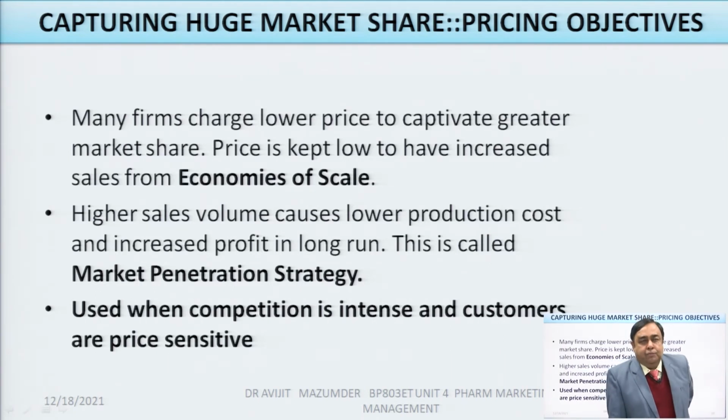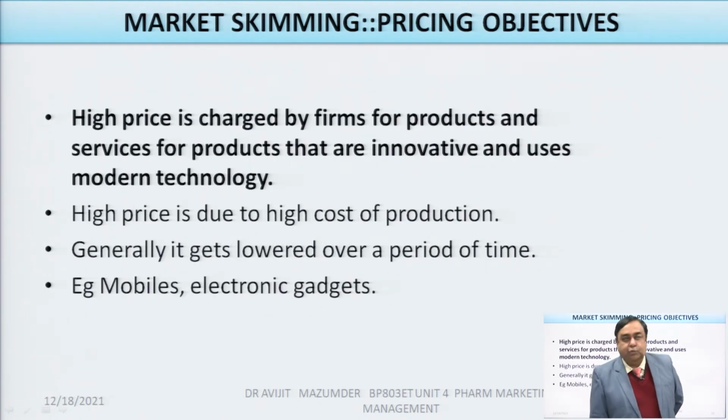Now, higher sales volume means you have to produce more and more product, and more product means lower will be the cost of production. Why? Because there are certain factors like the depreciation cost that will be spread across the number of products. So, unit cost of the product will be less. So, higher sales volume causes lower production cost and increased profitability in the long run, what we are calling as the market penetration strategy. It is used when the competition is intense and the customers are very sensitive to price.